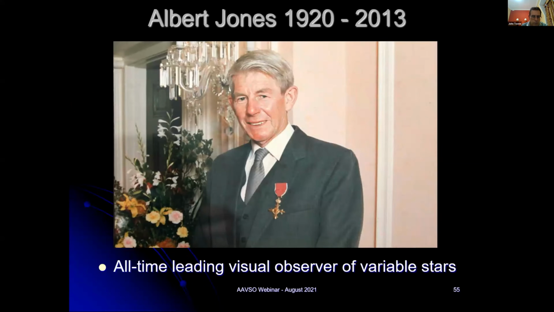So moving on to the all-time leading variable star observer, this is Albert Jones, sadly passed away in 2013. He is the only observer to have exceeded 500,000 observations. He's made an estimated 515,000 observations. We don't know for sure because he never kept count. In an observing career of 69 years, he discovered 2 comets 50 years apart, which is a record.